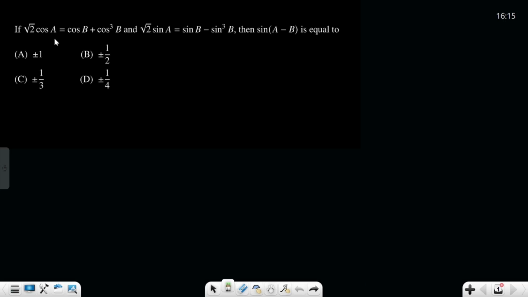So what is actually given? Two equations are given. From these we need to find the value of sine of a minus b. So let's do it. First we will write the first equation: root 2 cos a equal to cos b plus cos cube b.